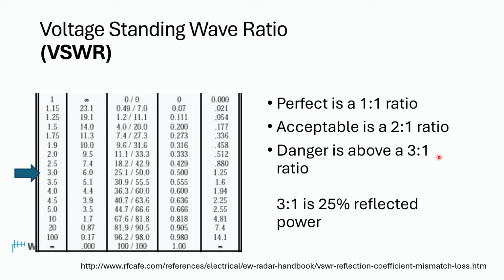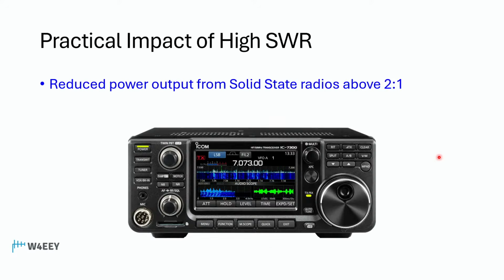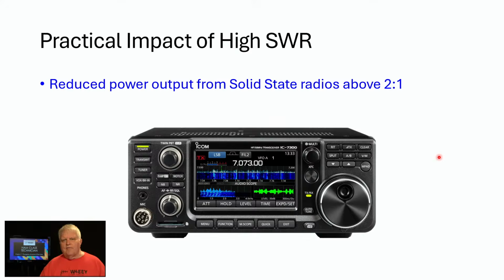The higher the VSWR goes, the lower the output power of the radio. It's protecting itself. It's protecting the output devices in it. And so even a modern radio like the 7300 from ICOM here will have reduced power output from standing wave ratios above 2:1.